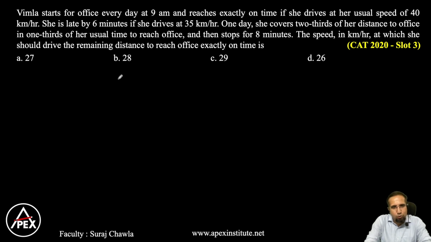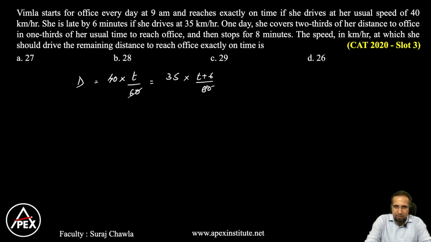So, let's say the usual time taken by Vimla is t minutes. When she is traveling at 40 kilometers an hour, the time taken becomes t divided by 60. So speed into time becomes the distance. Now, the same distance is traveled when she is traveling at 35 kilometers an hour, but this time the time taken is 6 minutes more than the previous time.